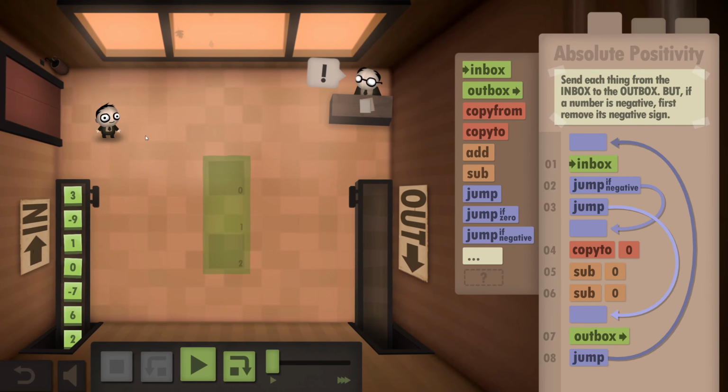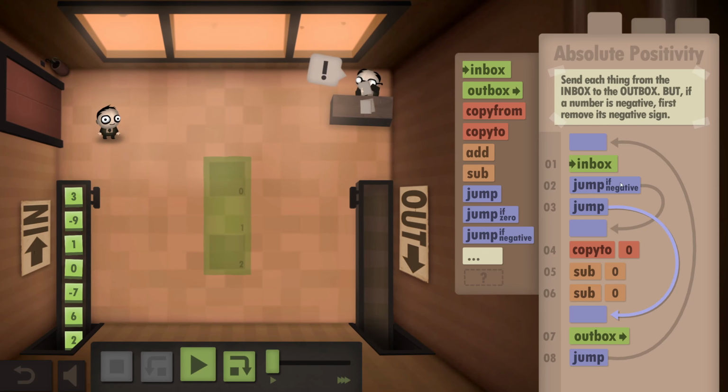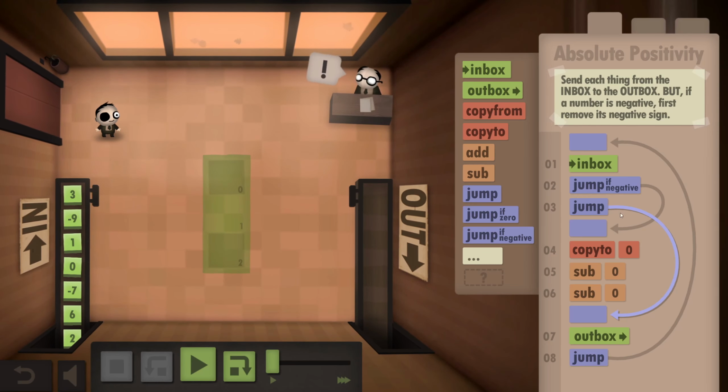On this floor, the game asks me to send all boxes to the outbox, but change the sign of the negative ones. So I just need to send positive numbers here. In the previous episode, we figured out that we could put a jump in a jump with a condition, knowing that this was pretty easy to achieve.